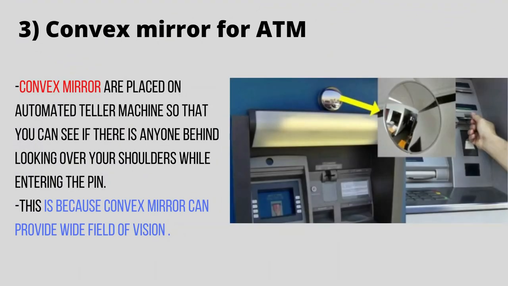Besides, convex mirrors are also used in ATMs. Convex mirrors are placed on automated teller machines so that you can see if there is anyone behind looking over your shoulders while entering the PIN. This is because convex mirror can provide wide field of vision.